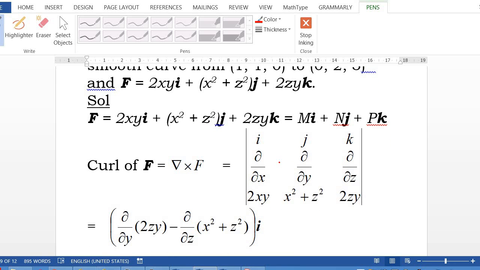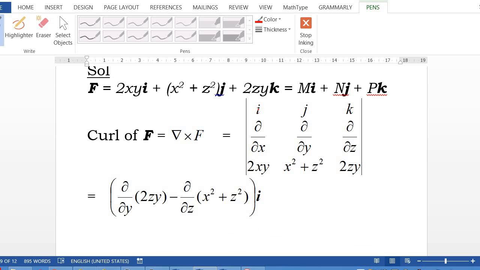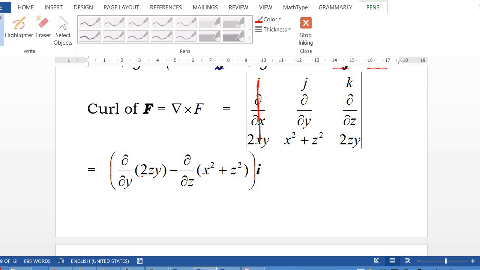So in 3D, your curl of f has three columns: i, j, k, then del/dx, del/dy, del/dz. And this is your F: 2xy i plus (x squared plus z squared) j plus 2zy k. To get component i, you close that column and take the other two columns: del/dy of 2zy minus del/dz of x squared plus z squared. Del/dy of 2zy, where z is constant, is 2z. Del/dz of x squared plus z squared is 2z. So component i is 0i.